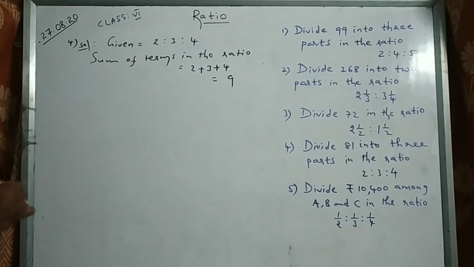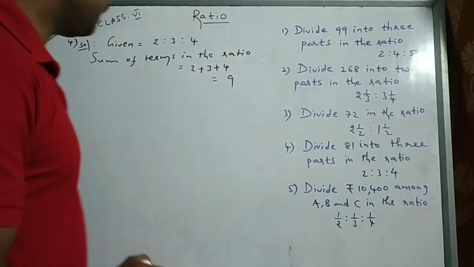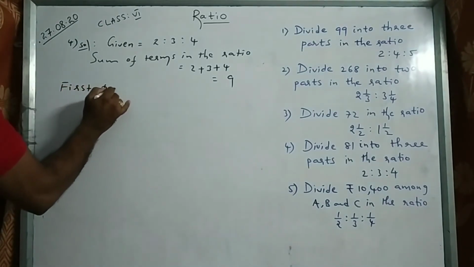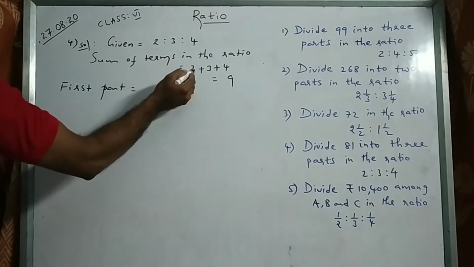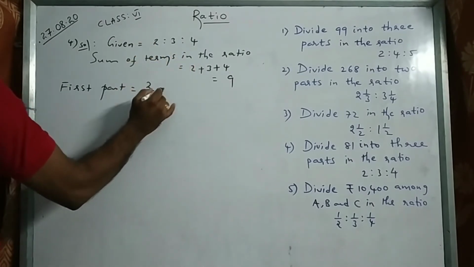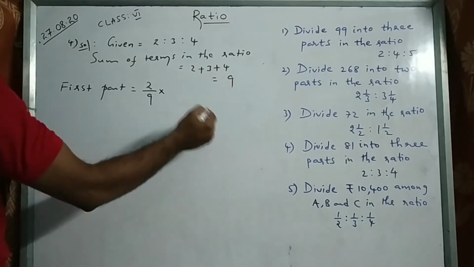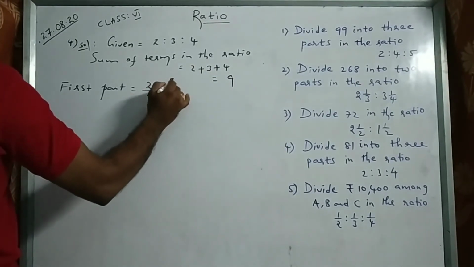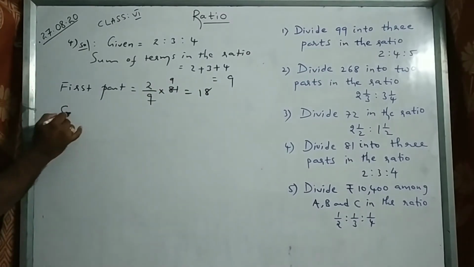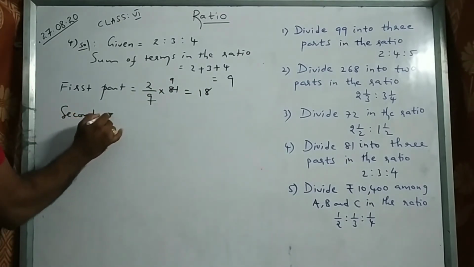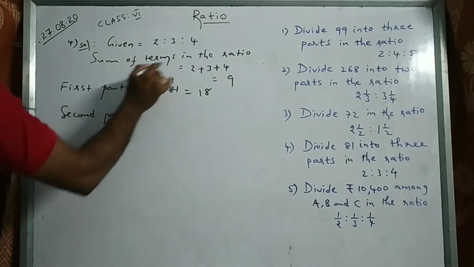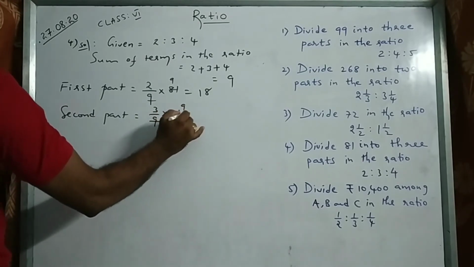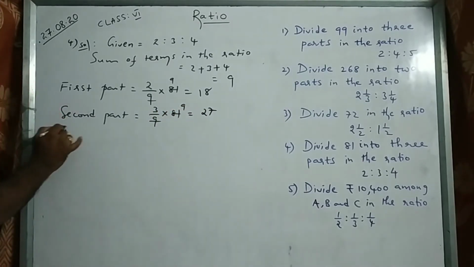Now I want to divide this 81 into 3 parts. How do you get first part? First part equal to, what is the first term in the ratio? 2 upon 9 into, total sum is 9 into which number I am going to divide? 9. So 9 9s are 81, 9 2s are 18. Second part. What is the second number in the ratio? 3 upon 9 into 81. 9 9s are, so 9 3s are 27.